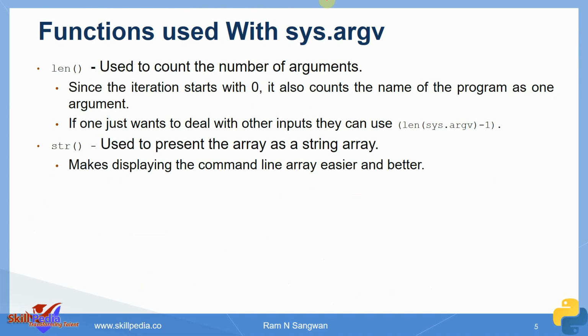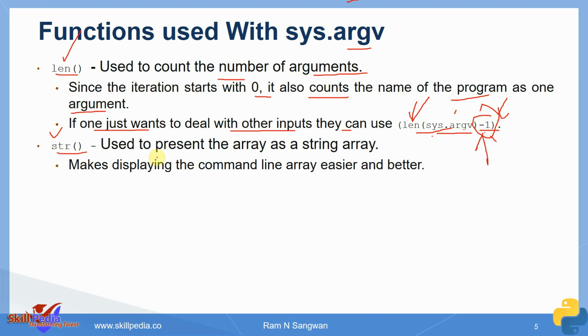Functions used with sys.argv. One is len, another is str. len will give you the count of how many arguments are passed. Since the iteration starts with 0, it also counts the name of the program as one argument. If you just want to deal with the other inputs, you can use len(sys.argv) - 1, because len will return all the arguments including the program name. If you want to count only those arguments which are not the program name, then you reduce 1 from it.